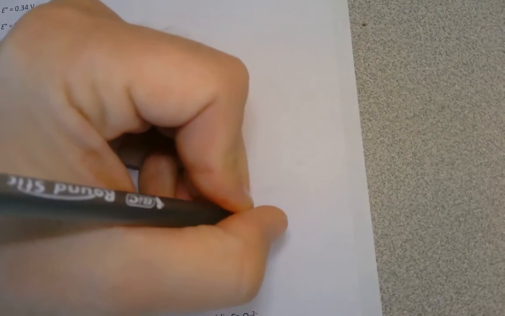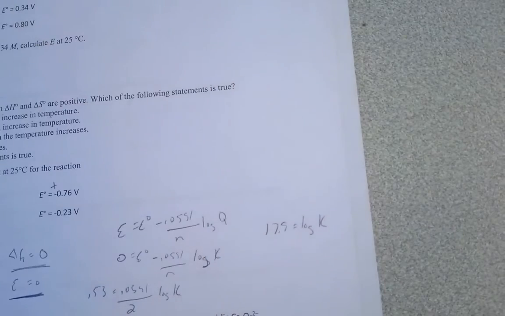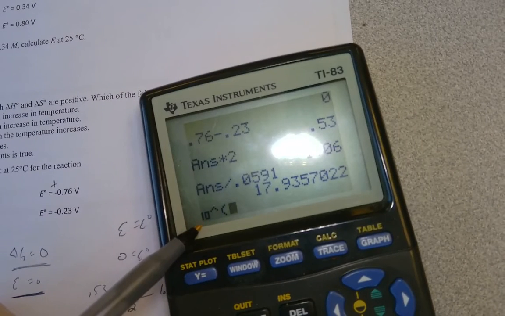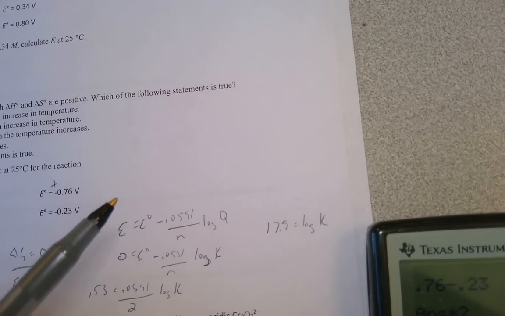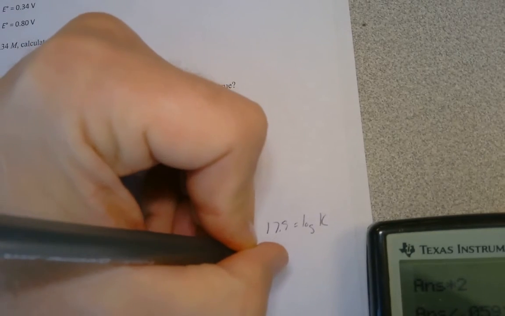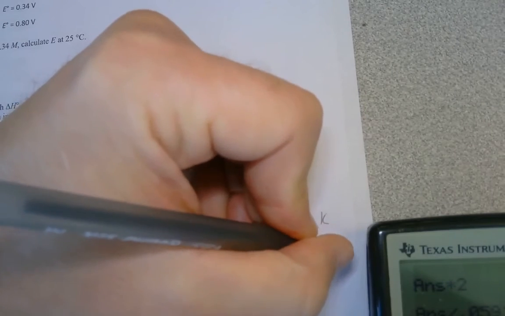So we have 17.9 equals log of K. To get rid of the logs on both sides, we do inverse log, right? 10 to the 17.9. So K equals 7.94 times 10 to the 17th.